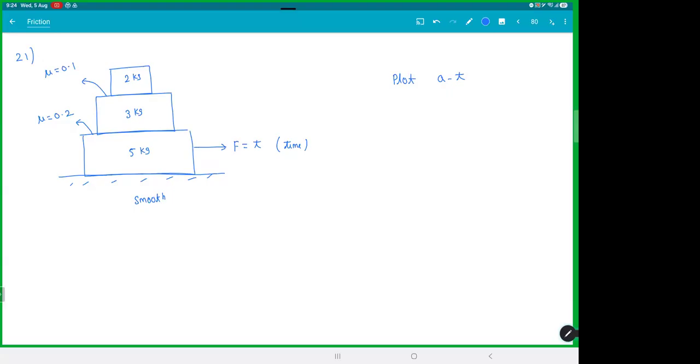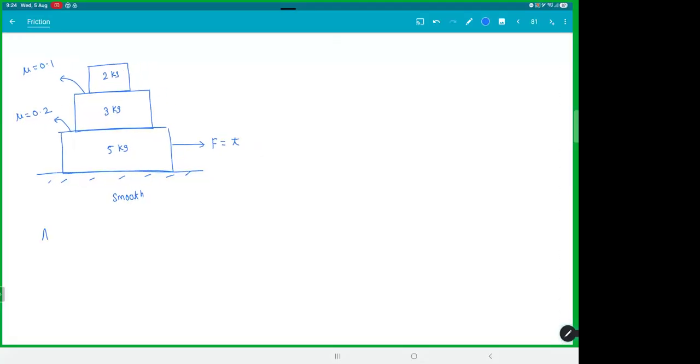Okay, let's see. We start the story the same way. I don't know what is happening with all of them, so assume all are going together. Now here there are three possibilities. They're all going together, two blocks are going together, or all three are slipping. So that's the three options you have. We'll start with assuming all go together.